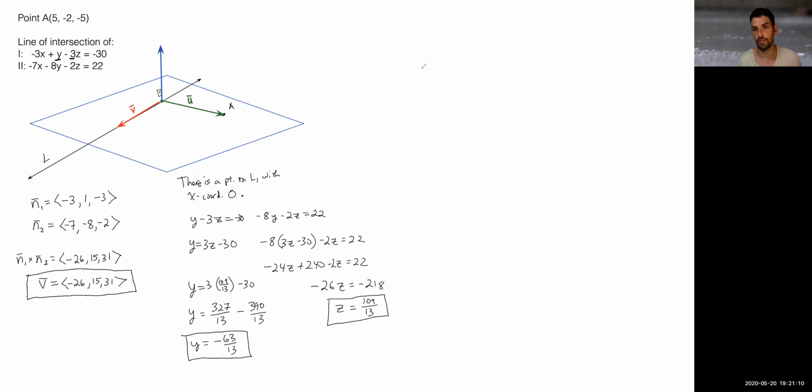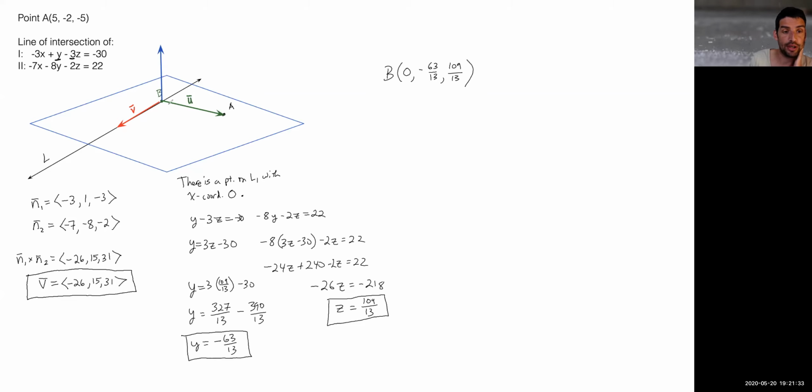Let's put that up here. B is equal, let's just write it this way. B is the point 0, negative 63 over 13, 109 over 13. Okay, so my next step, right?